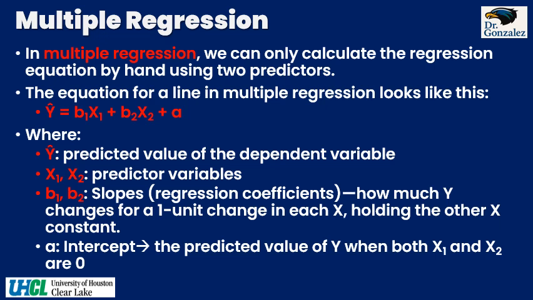The equation for a line in multiple regression looks like this. It looks similar to what we saw before, but as you can see here, y hat equals b1x1 plus b2x2 plus a. So a is still going to be my intercept, right? But with two predictors, both x's have to be 0. You've got slopes related to each variable: slope 1, slope 2, and those are regression coefficients. Then I have my predictor variables, my x's, and in the end I'm looking at y hat again, the predicted value of whatever our dependent variable is.